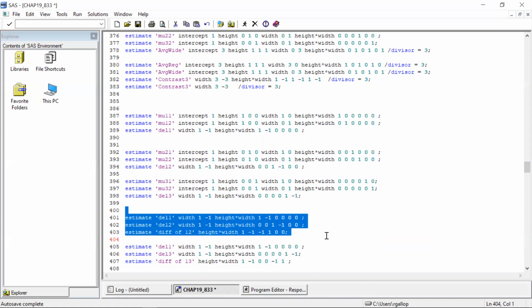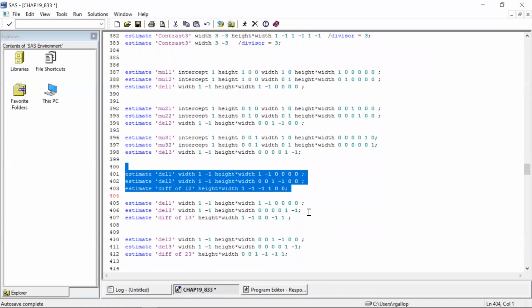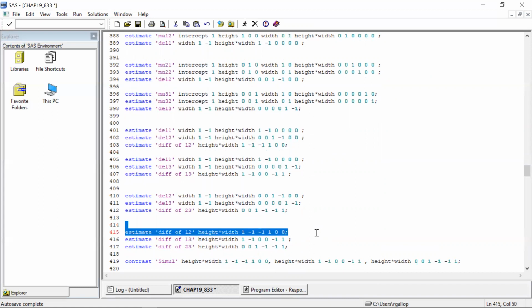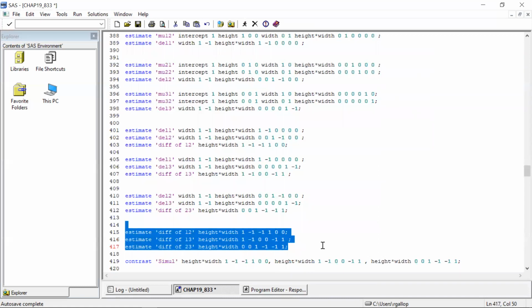This is giving us the difference of the deltas. We do the same thing, 1,3, 1,1, 1,3, and then 1,2, 1,3. So this is the difference of the deltas 1,2, 1,3, 2,3.